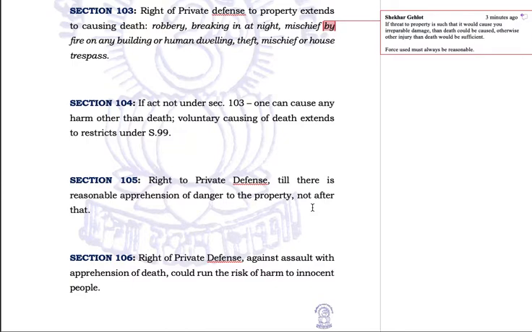If someone is threatening my property, he says, I'll burn your car, and I stand and keep watching, and he burns my car. Later, after my car is burned down, I go to his house and beat him. That will not be a right to private defense. That will be an aggression on my part. That will be a crime committed by me.